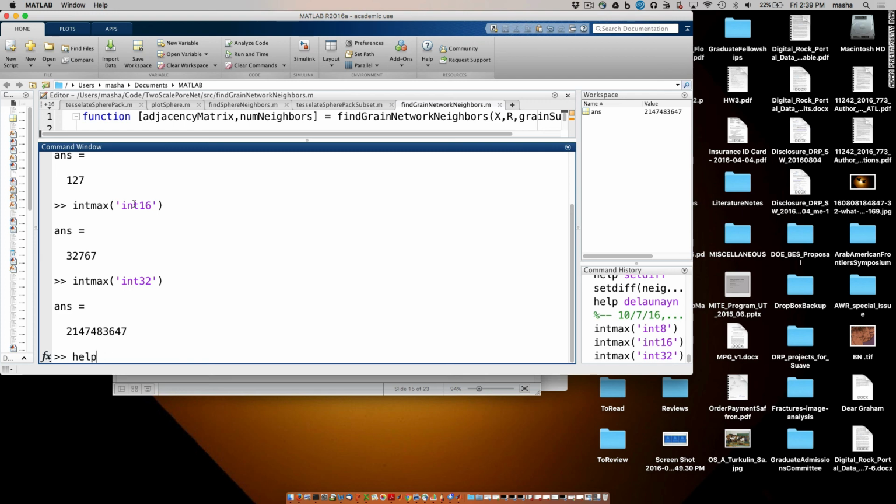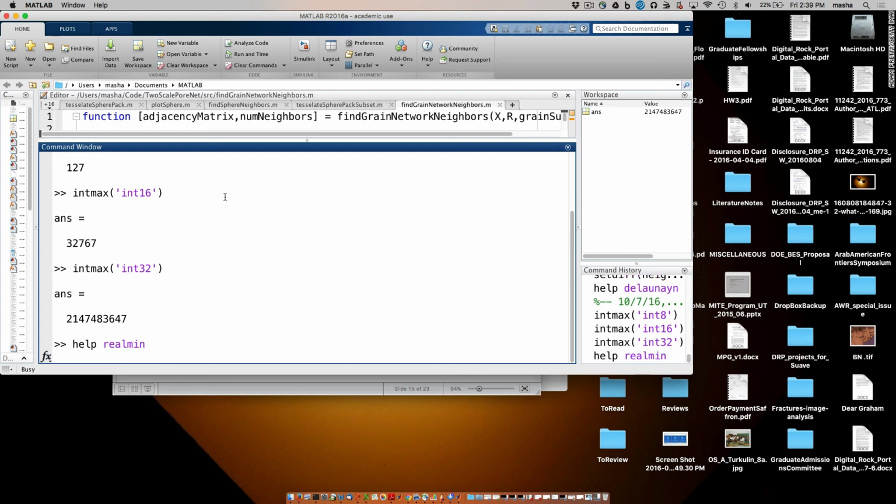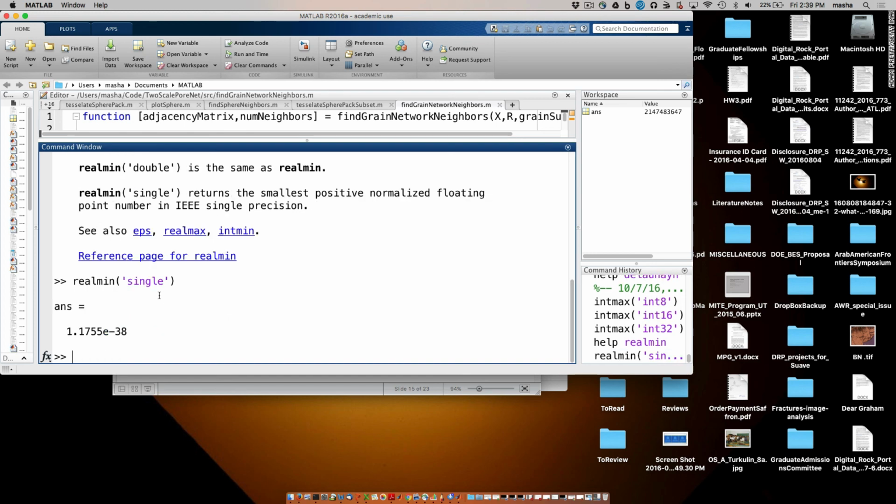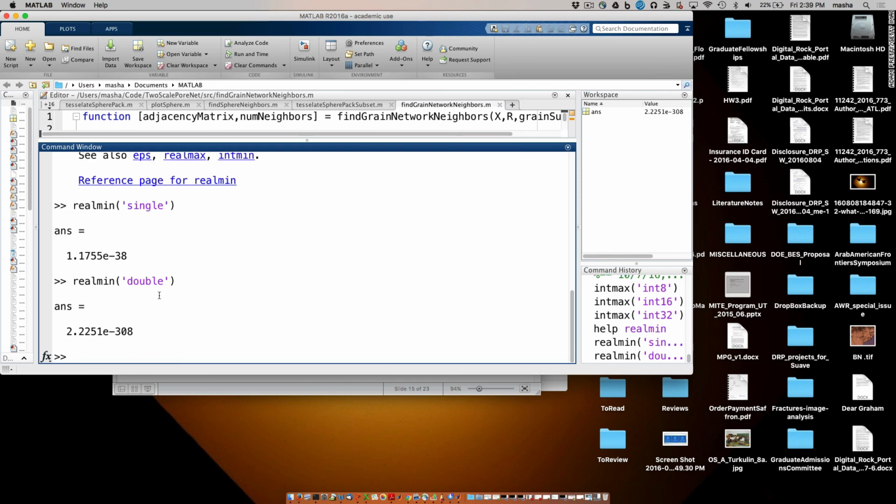If you do help realmin, you will see that you can use it for single and double. Okay? Single and double precision, so realmin for single is this, and for double is this. So this is taken as positive numbers. And maximum is this.